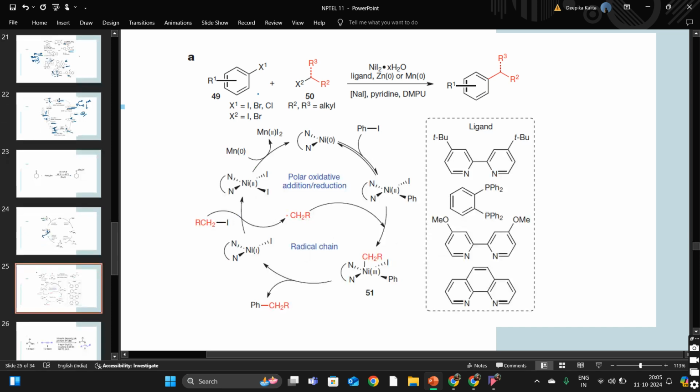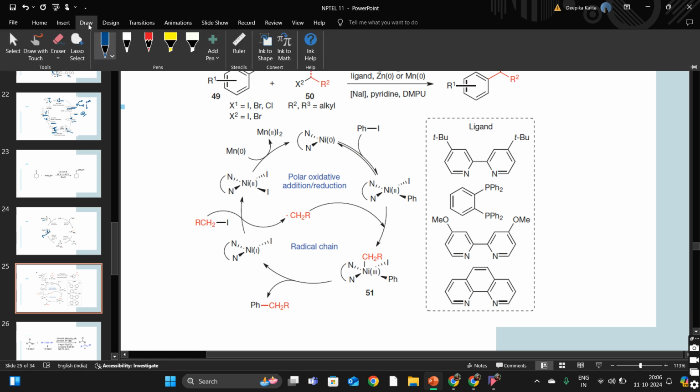Moving to this organonickel reagent, where you see this aryl halide is present and a second halide, which is an alkyl halide, is also present. These two halides are now undergoing a coupling reaction in the presence of nickel catalyst to give us this final product.